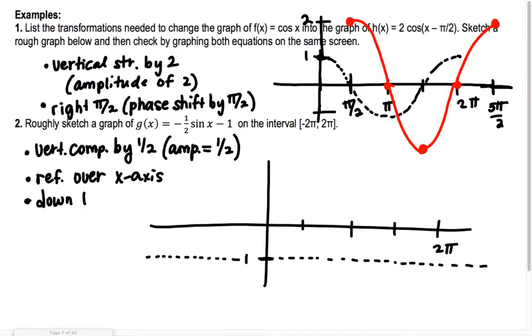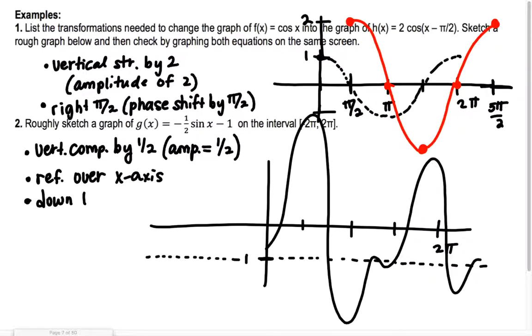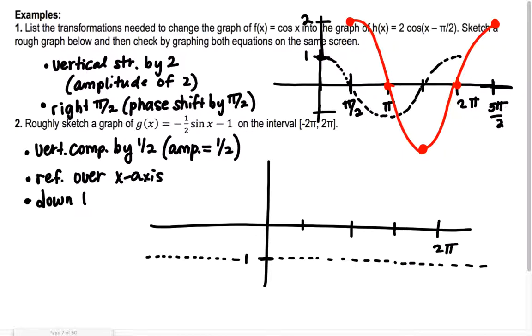Because students get a little crazy and sometimes they're like, woo! And then it's not really symmetric. And it's really high and then really low. So we want to go up off of this. How much? We want a vertical compression by 1/2. We want an amplitude of 1/2.